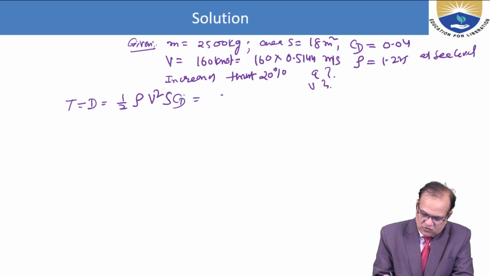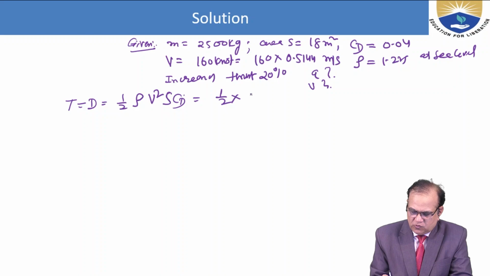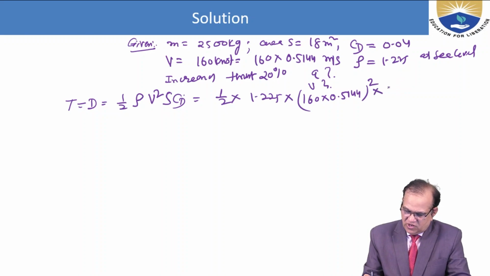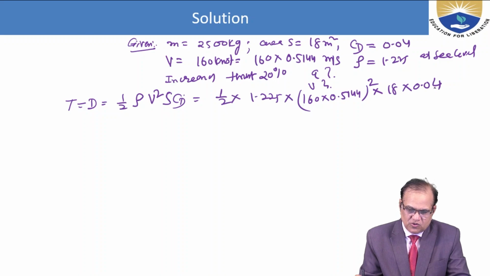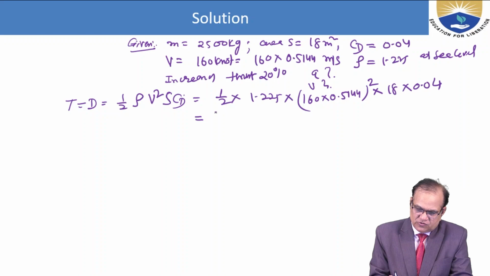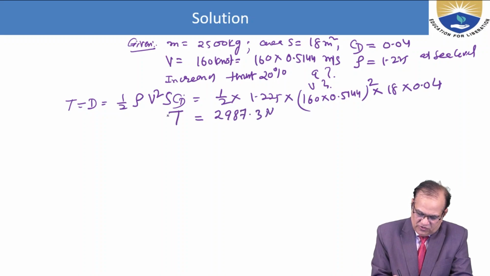CD. So half rho is equal to 1.225, V is 160 into 0.5144 square, V square, S is equal to 18, and CD is equal to 0.04. So you will get here this value of thrust is equal to 2987.3 Newton. This is your thrust.